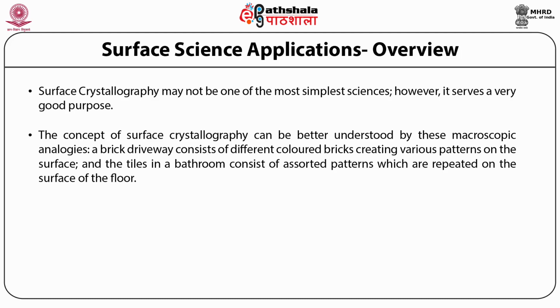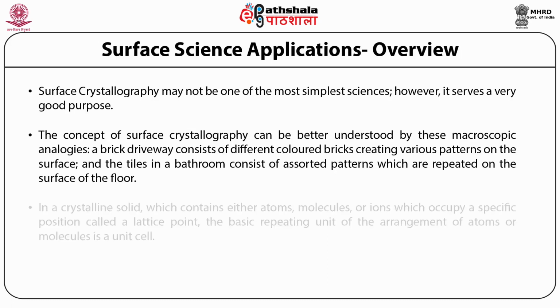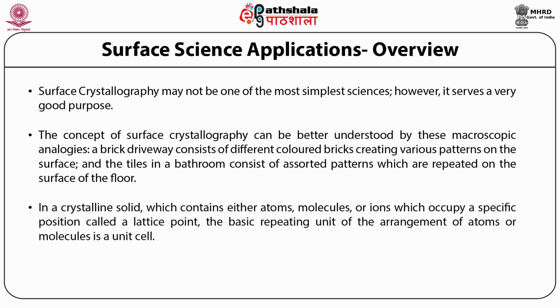A brick driveway consists of different colored bricks creating various patterns on the surface, and the tiles in a bathroom consist of an assorted pattern which is repeated on the surface of the floor. These patterns are a result of atoms being repeated on the surface. A crystalline solid contains atoms, molecules, or ions, which occupy specific positions called lattice points. The basic repeating unit of the arrangement of atoms or molecules is a unit cell.